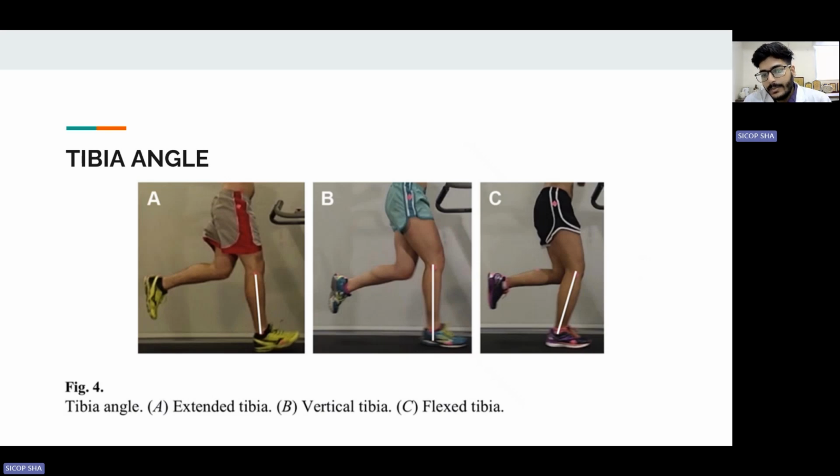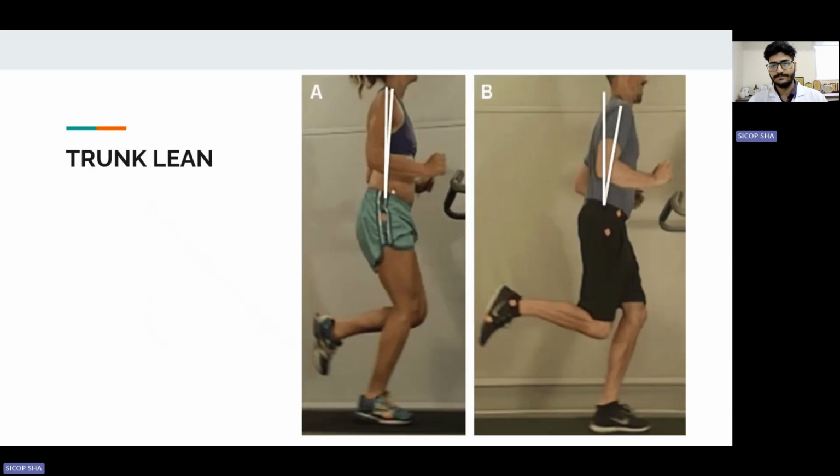Next is the tibia angle. So the extended tibia, that means when the knee is completely extended, has been shown to absorb higher loads as compared to the other ranges, and they have been told to cause higher stresses and been another leading factor of injuries. Next is trunk lean. Having a higher trunk lean has actually been proclaimed by some runners that it is better than just running vertically.